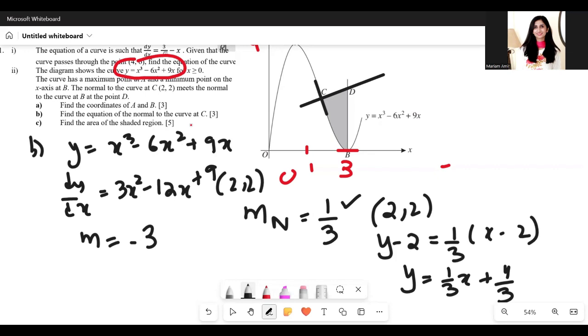Okay, so that is the equation of the normal. So we have the equation of this line: y equals 1/3 x plus 4/3.